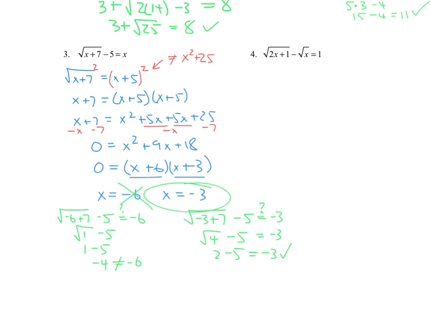But your hint in number 4 is that you should isolate the more complex radical first. So if you isolate the square root of 2x plus 1, and then square both sides, you'll get rid of one of your radicals, and then you're going to have to isolate the other radical. So get the square root of x all by itself and square both sides. So it takes some elbow grease. So good luck to you.